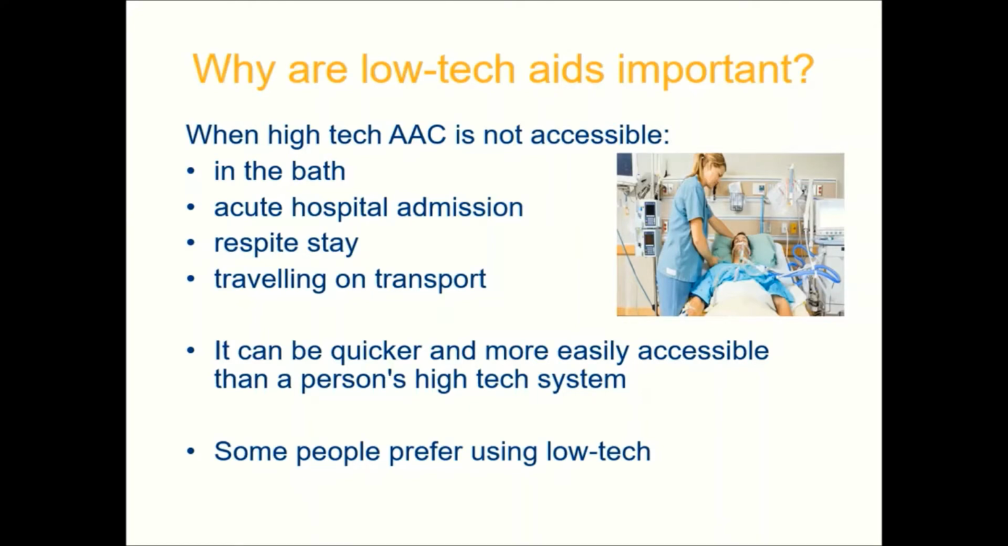It's really easy to overlook low-tech, focus on high-tech, and then actually when something goes wrong with the high-tech and it breaks or it runs out of charge, there's a bit of a crisis. So it's much better to plan ahead for that and make sure there's a paper-based system in place already.